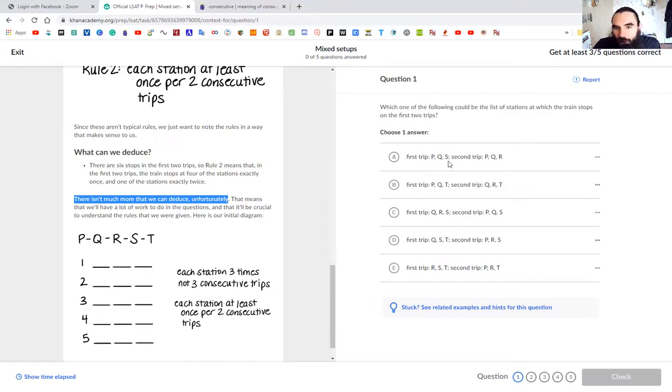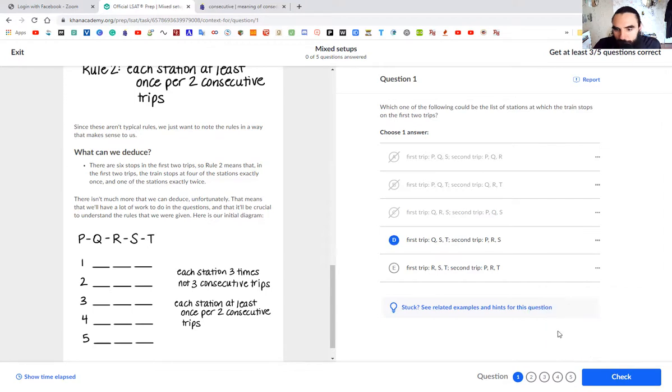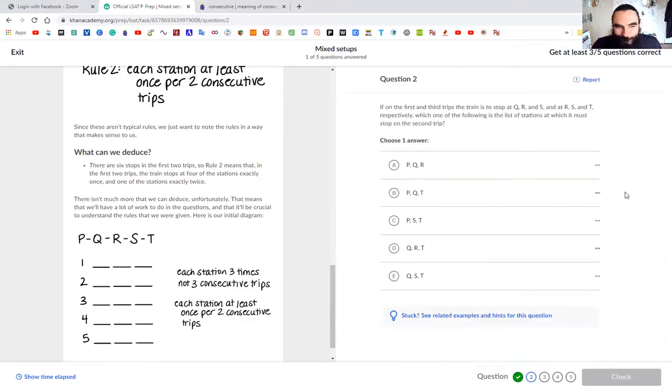So okay, let's see. PQS and PQ, so can't be done since it doesn't stop on all of them. Okay, PQT, QRT, so QT can do that. QRS, PQS, again, QSS can't be done. First trip, QST, second trip, PRS. Okay, this is the right answer since there's only S, right? And this TT, RR, so got it finally. So this is right. Let's do the following question.